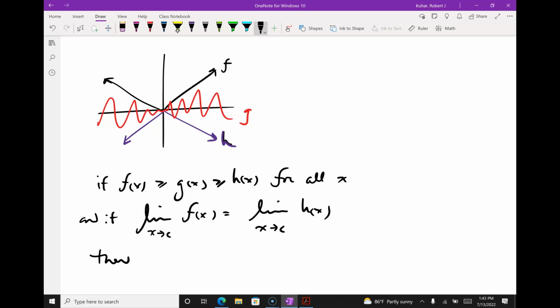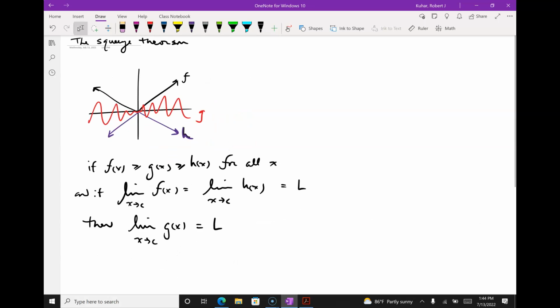Right, so you can see that f is squeezing down to 0, h is squeezing up to 0. What's happening with that middle function? It also has to go to 0, right? Squeeze function, yeah?